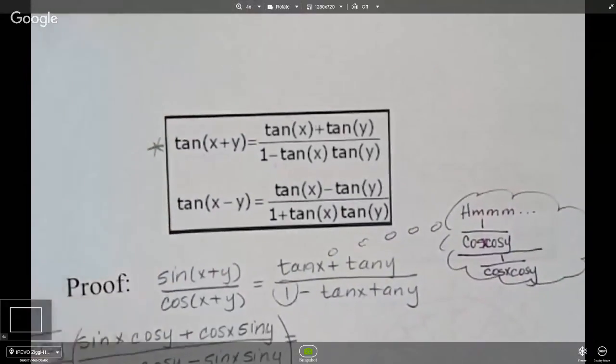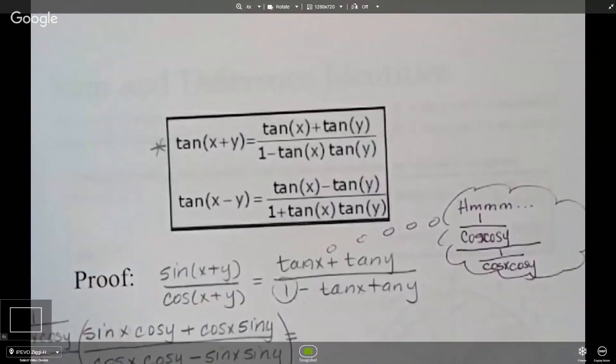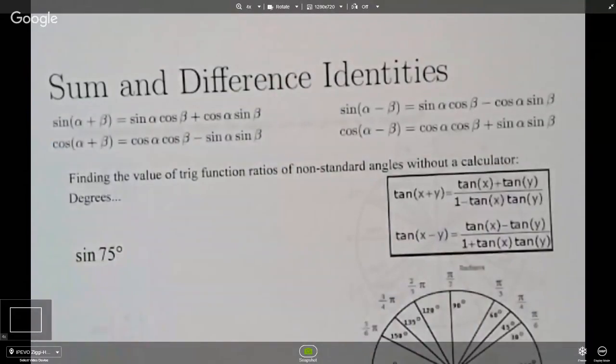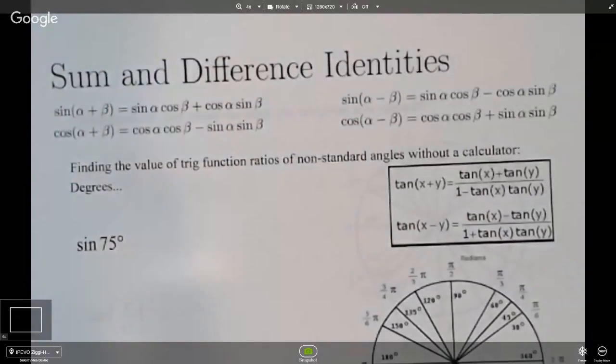All right, so let's do some examples or figure out why on earth we would be subtracting and adding angles in the first place. Well, this is why. Back in the day, we did not have these fancy calculators that would allow us to find the sine of 75 degrees by just typing it in the calculator and getting a number.